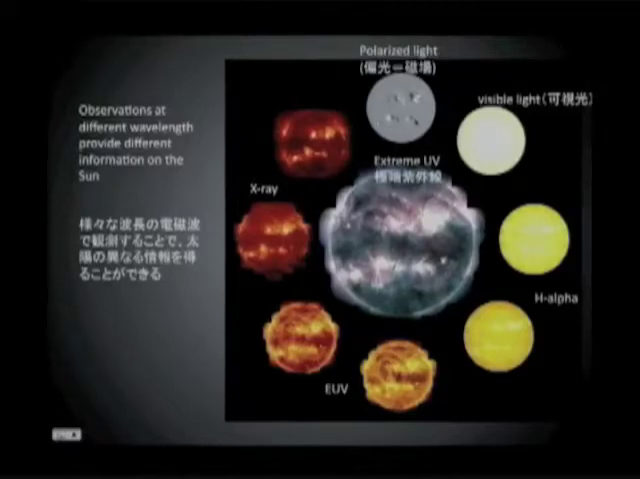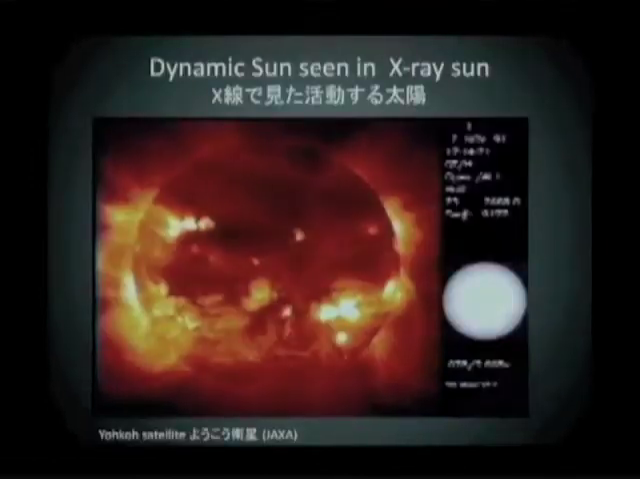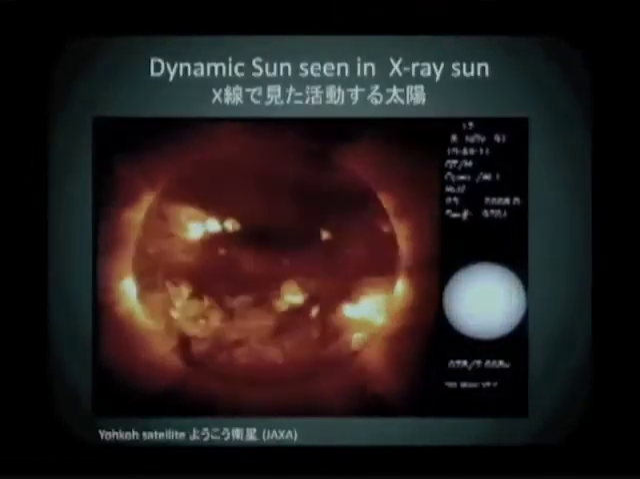Then the polarization can be utilized, and we can understand the magnetic field of the sun. The X-ray shows flaring, but at the bottom you can see the black and white, which are the N and S polarities, and you can see the magnetic field. By utilizing different wavelengths, we are able to see the sun in a different manner. So I'd like to show you the different images of the sun.